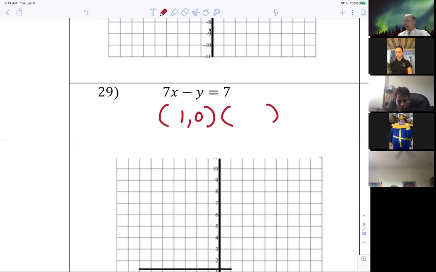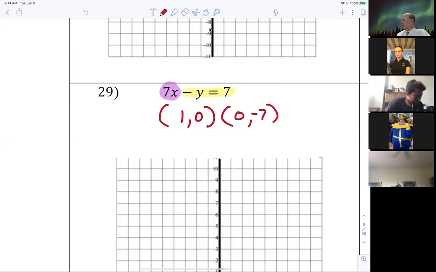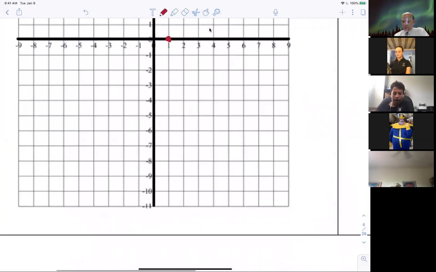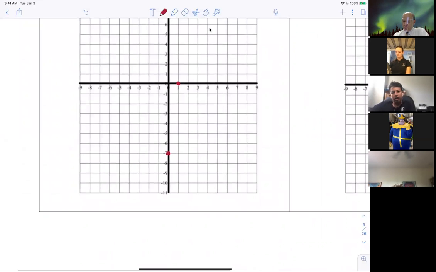And who can help me? Mia, what's the y-intercept? What's 0 first? X, right? So this becomes 0. So now you're just solving that equation, right? Yes, ma'am. -7. Simple as that, right? All right, now let's plot those points. (1, 0) and (0, -7). And there we have it.